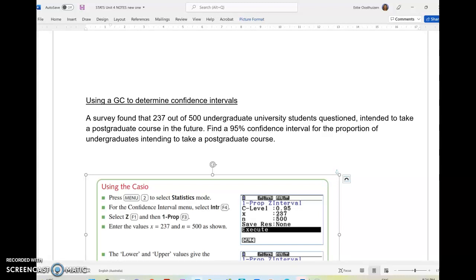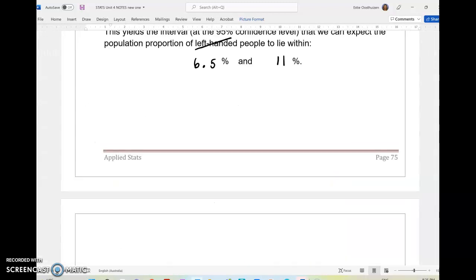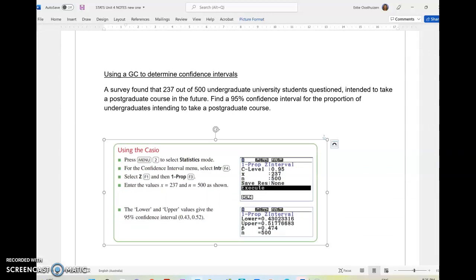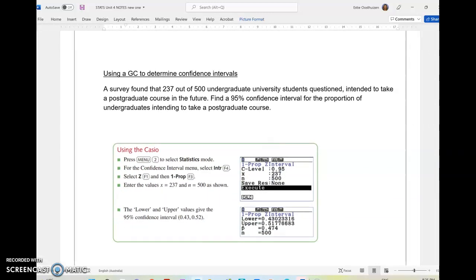A survey found that 237 out of 500 undergrad university students questioned intended to take a postgrad course in the future. Find a 95% confidence interval for the proportion of undergrads intending to take a postgrad course. So based on the sample size of 500, build a 95% confidence interval.